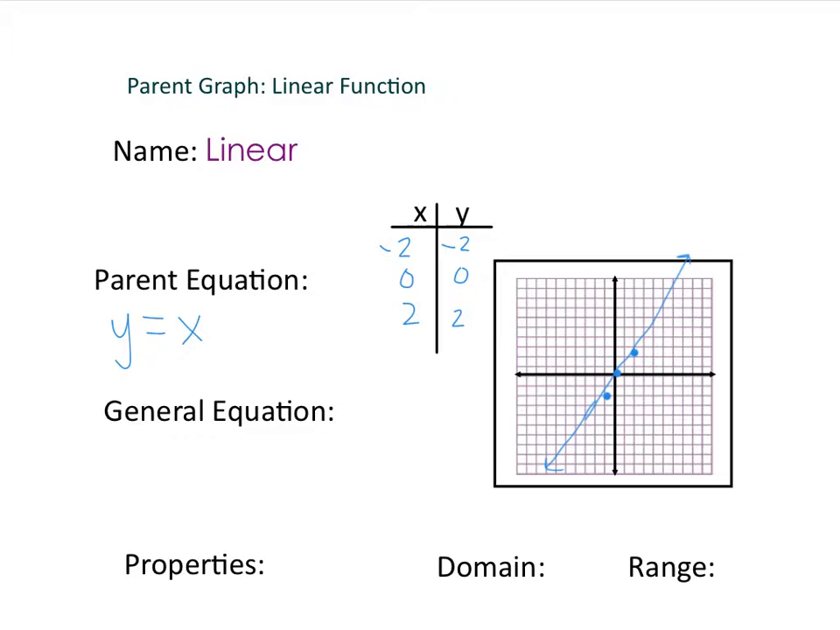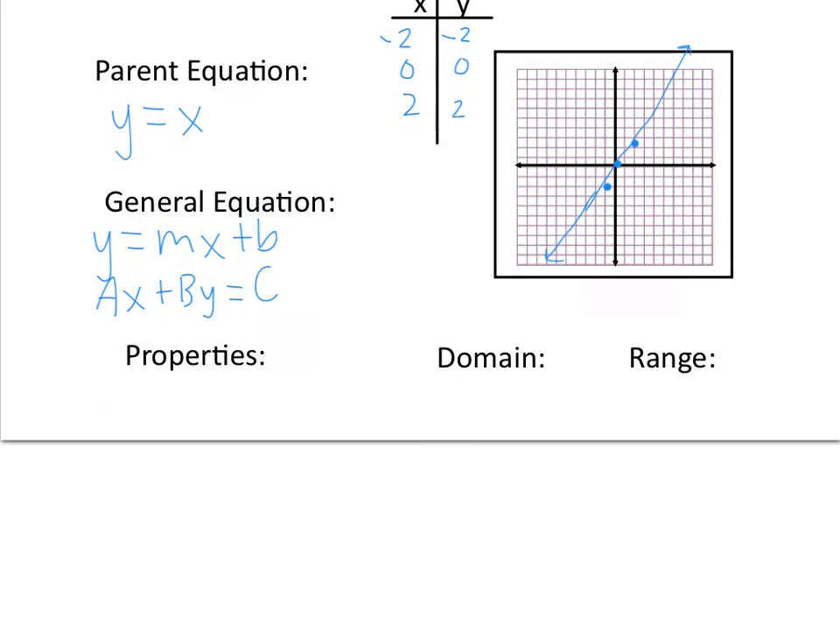The general equation for a linear function is, we know, y equals mx plus b, right? That would be slope-intercept form. We also have standard form of ax plus by equals c. Those are just some general forms. We also have point-slope form that we could write down. Some properties about the linear functions.